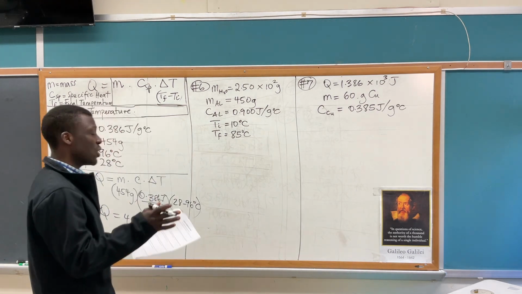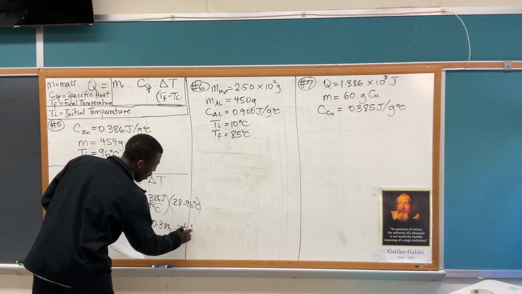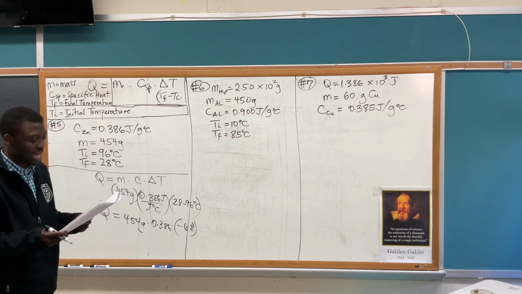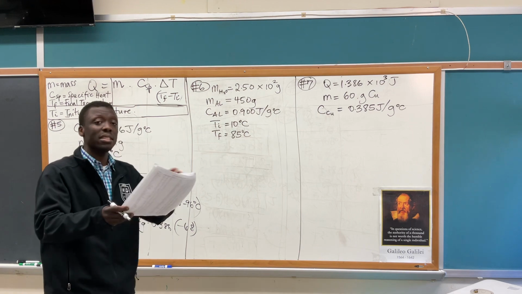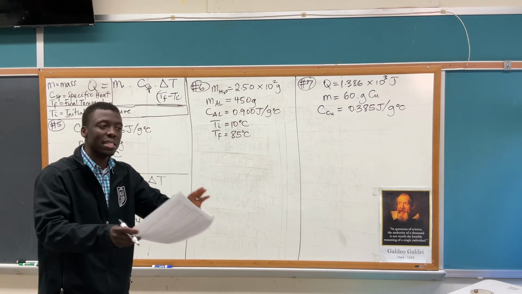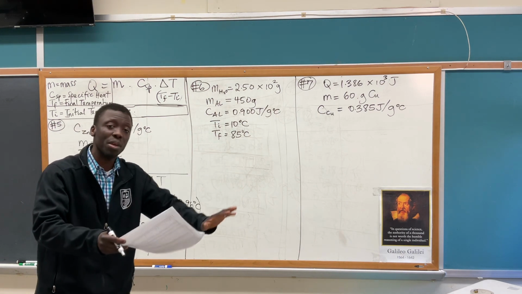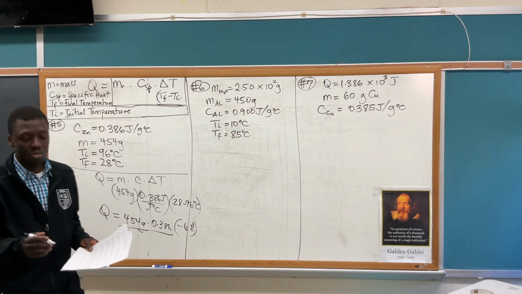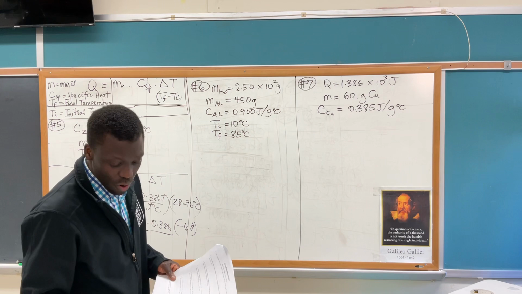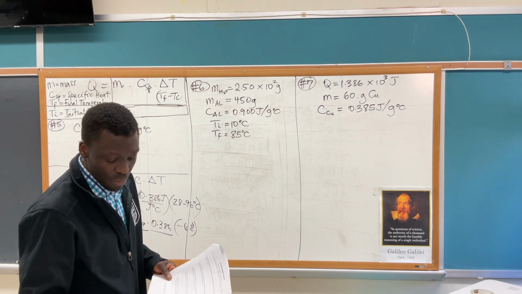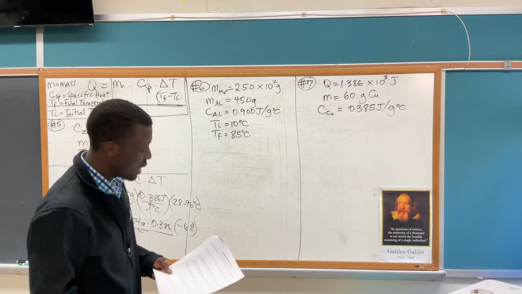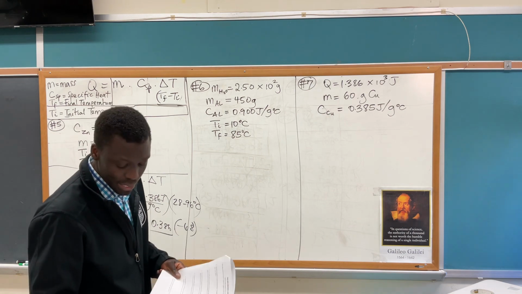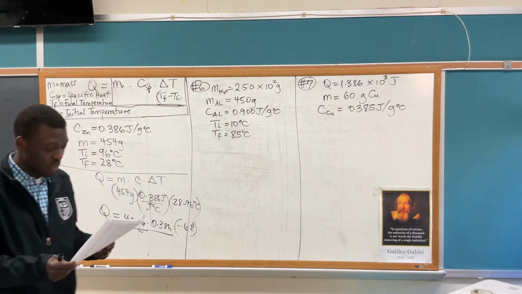So the negative is going to play a role at the end of the problem when you check to see if it makes sense. It says how many joules will be released. Notice the word released means that there's a giving off, an exothermic reaction. So therefore, we multiply 454 times 0.386, and then times 68. What is the answer that you get when you do all that?